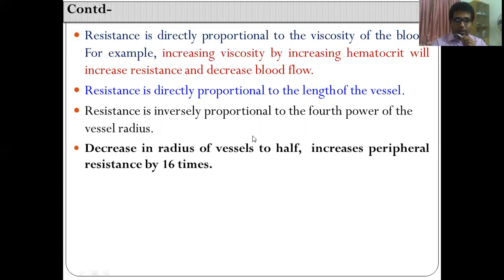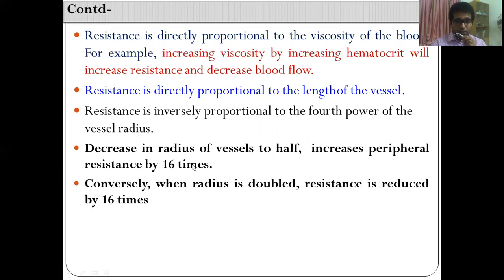Is it clear? So a decrease in the radius of a blood vessel to half increases peripheral resistance by 16 times. Conversely, when the radius is doubled, resistance is reduced by 16 times, thereby increasing the blood flow 16 times, because you know, blood flow and resistance are inversely related.